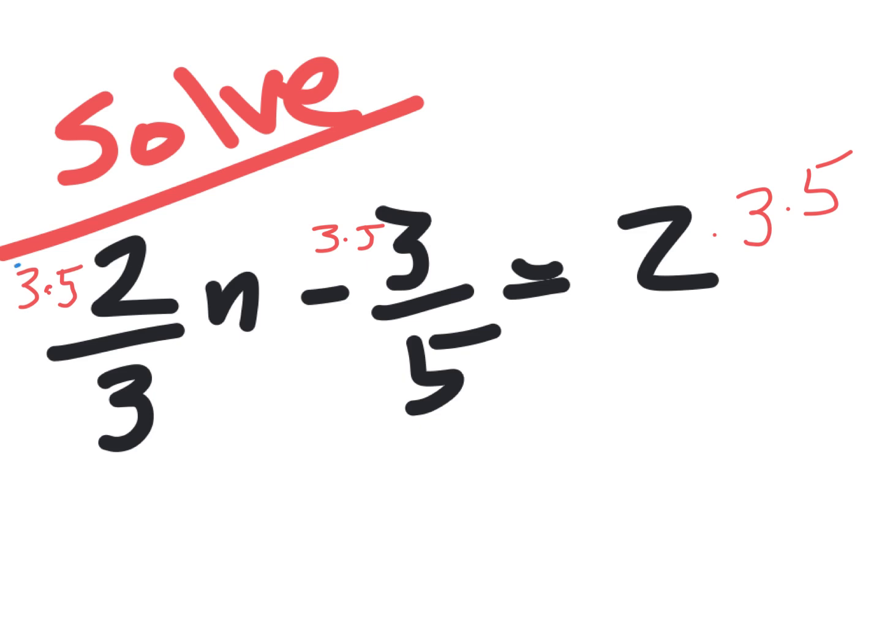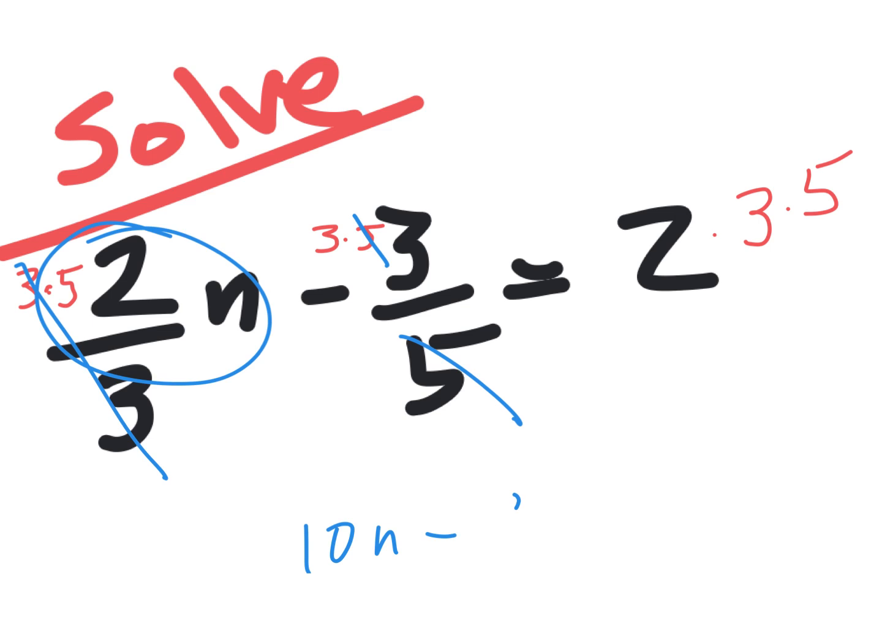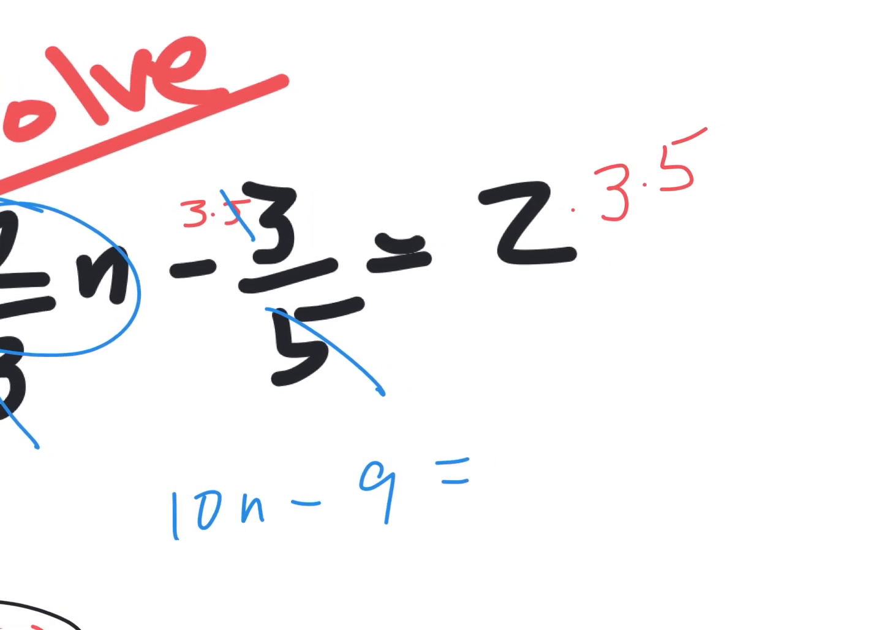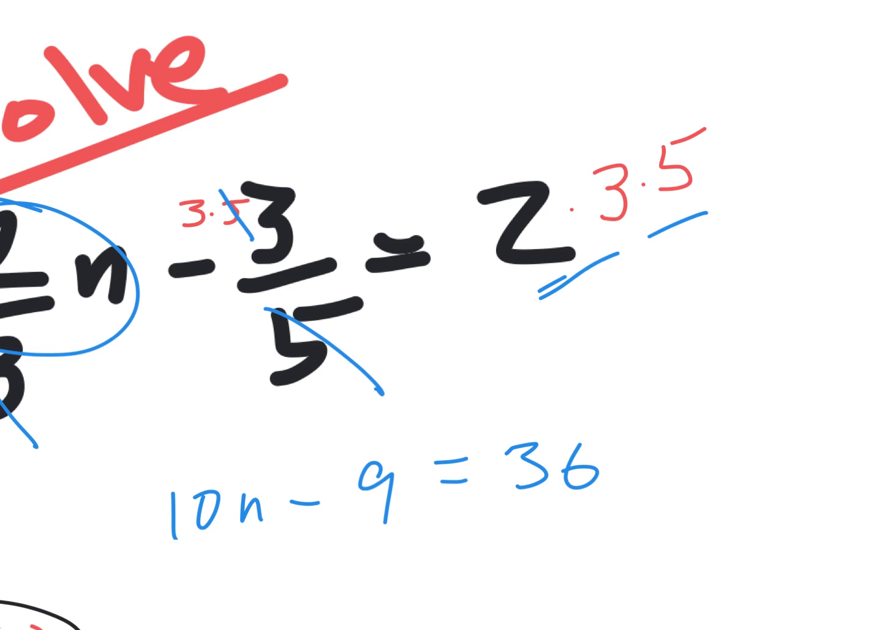Then the 3's cancel here, and the 5's cancel here, and I'm left with 10n minus 9 equals 6 times 5 is 30. And if you can't solve it from there, you're in the wrong class. See, from there, it's super easy, right? So in one step, we changed it from a super hard problem to a super easy problem. How many of you knew that before I said it? It's about half of you.